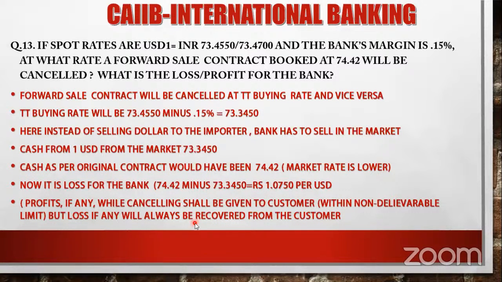Sale contract means what? You agreed to sell dollars to the importer. Purchase contract means what? You agreed to buy dollars from the exporter. That's the difference between a forward purchase contract and a forward sale contract. Importer means you agreed to sell dollars to an importer at a future date at a particular rate. If it is understood, boss, a sale contract means your approach will be different. A purchase contract means your approach will be different.